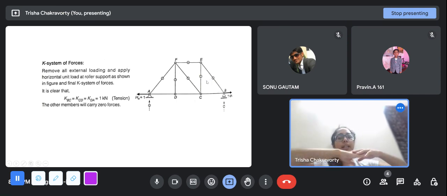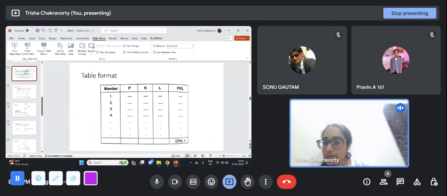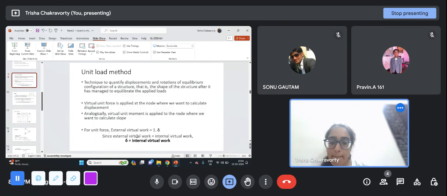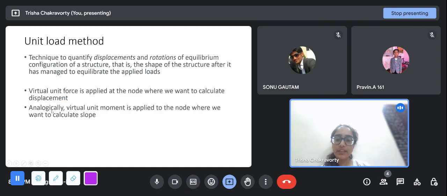Like for a beam, if there is a roller support, there will be some non-zero slope. But in trusses, we don't consider that. In trusses, we don't consider the slopes, we only consider the displacement. So far, in the principle of virtual work in the unit load method, we have only considered that a virtual unit force is applied at the node where we want to calculate displacement. This we have not tried yet.